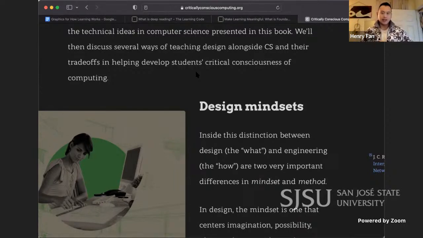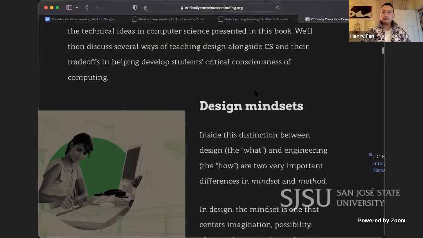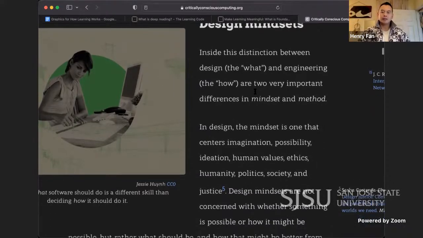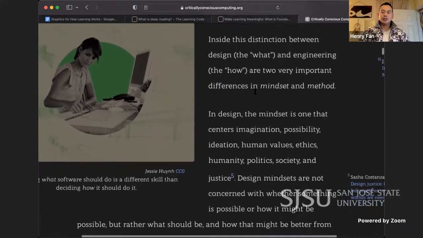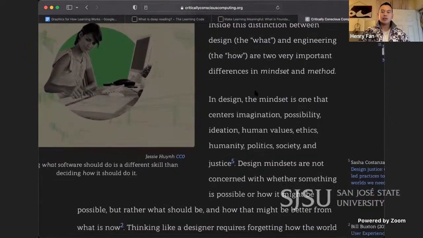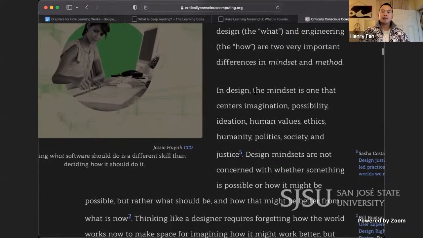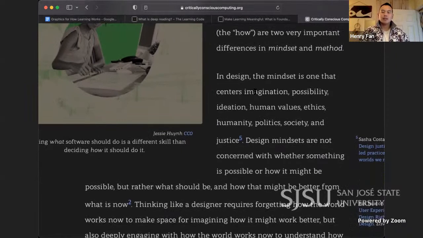Design mindsets. Inside this distinction between design, aka the what, and engineering, the how, are two very important differences in mindset and method. In design, the mindset is one that centers imagination, possibility, ideation, human values, ethics, humanity, politics, society, and justice. Design mindsets are not concerned with whether something is possible or how it might be possible, but rather what should be and how that might be better from what it is now.